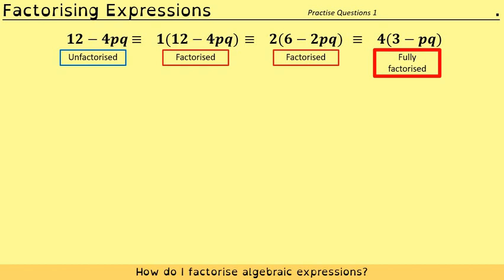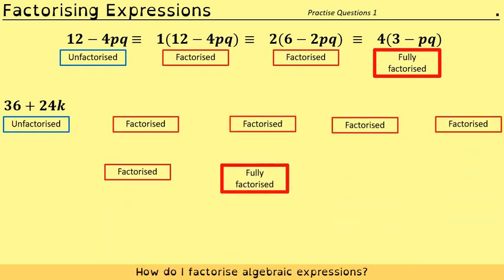Next, here's an unfactorised expression, 36 plus 24k. And this one has 5 factorised expressions and then the fully factorised expression. So see if you can find all of those now.